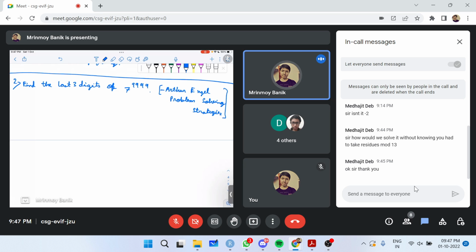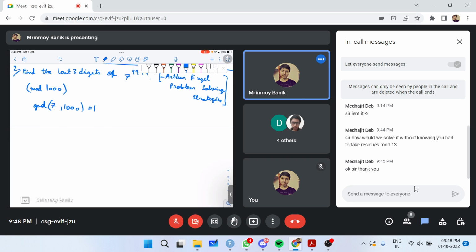So the last three digits of 7^999. You obviously need to take mod 1000 to get the last three digits. So let's exactly do that. You first observe the GCD of 7 and 1000 is 1, so you can use Euler's theorem. Using Euler's theorem, you get 7 power phi(1000) congruent to 1 mod 1000.